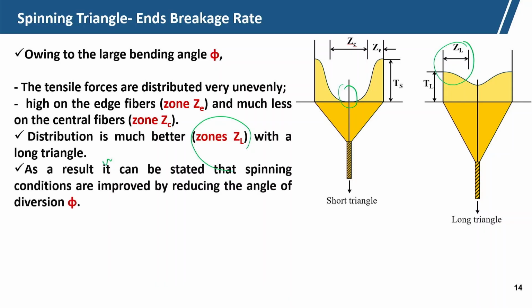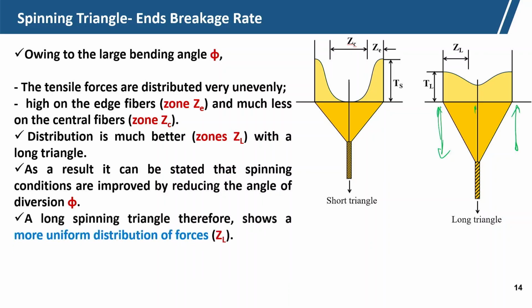As a result, it can be stated that the spinning condition is improved by reducing the angle of diversion. So, if we can reduce the angle of diversion, then spinning condition may be improved. That is done either by reducing the twist or by increasing the spinning length. Okay, so that we can do.